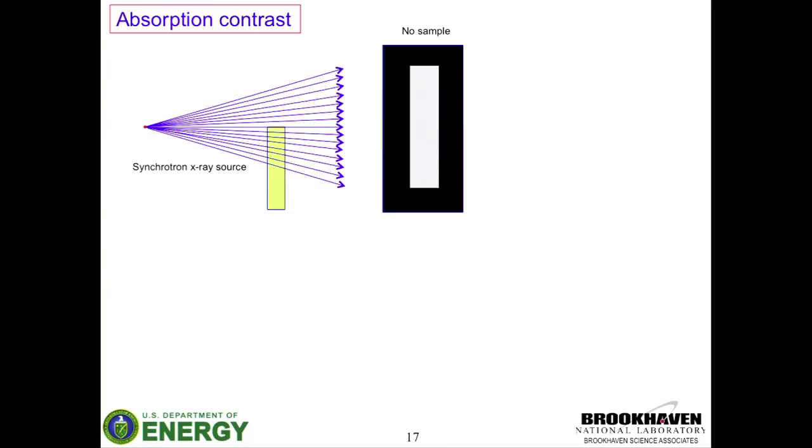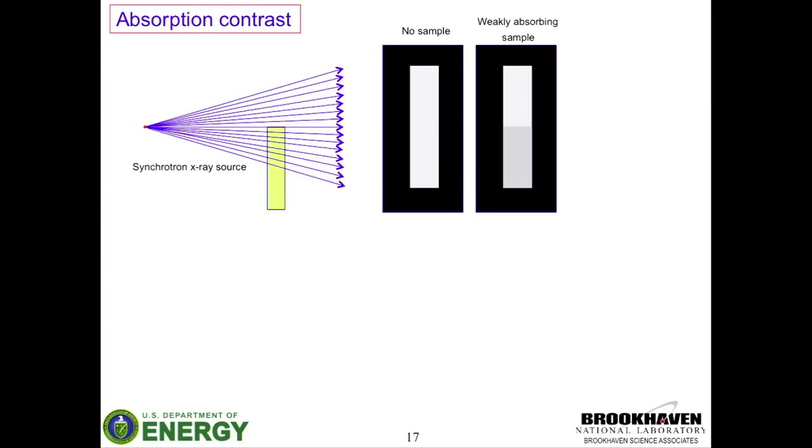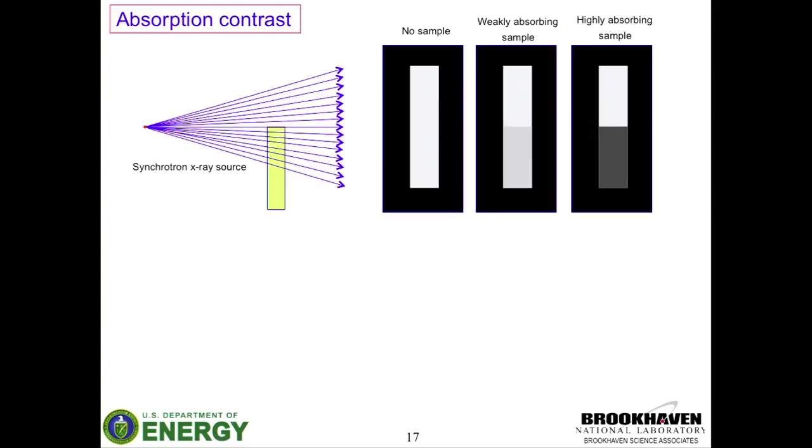So if you put a sample in like this, if the sample absorbs a little bit, weakly absorbing, then where the sample is, it's a little bit darker, just as I've shown here. And if the sample is very highly absorbing, then it's even darker, okay? So this enables you to see if there is sample or no sample.